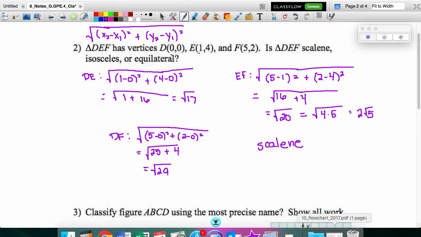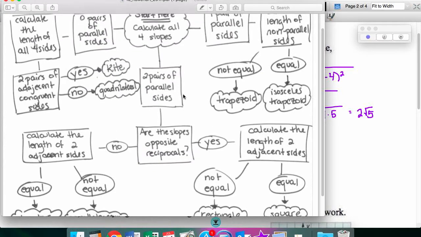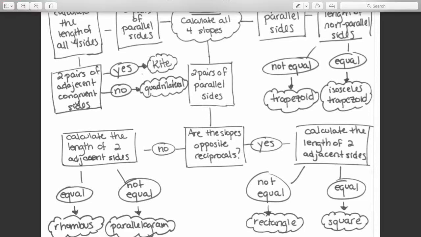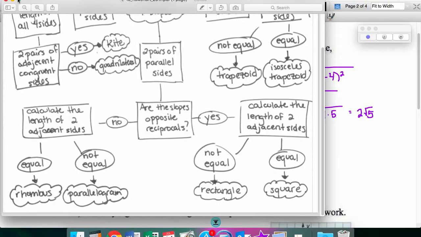I've also summarized these ways in a nice, easy flowchart, which students found very helpful last year. We're going to refer to this flowchart when classifying our figures. We'll obviously start in the Start Here bubble. Each bubble or box will tell you exactly what you're going to do. In the end, you'll move to a particular classification. So we'll begin with classifying all 4 slopes. From here, if it has 0, 1, or 2 pairs of parallel sides, that will tell us which direction to move in and what eventually we'll do next. Let's go back to our examples and begin working.